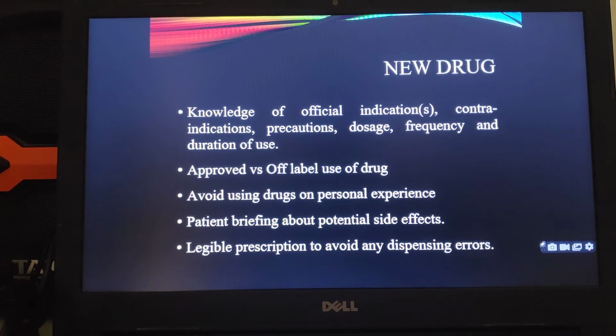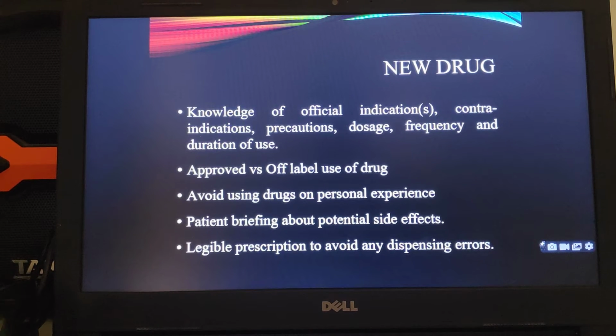Then it is also important to know the approved uses as well as off-label uses. There are many medicines which are prescribed for indications not approved by regulatory agencies, or not officially approved. They are primarily based on medical literature or personal experience. So it is important to know whether the drug you are prescribing is for an approved indication or an off-label indication. It is suggested that you should avoid using the drug based on your personal experience.